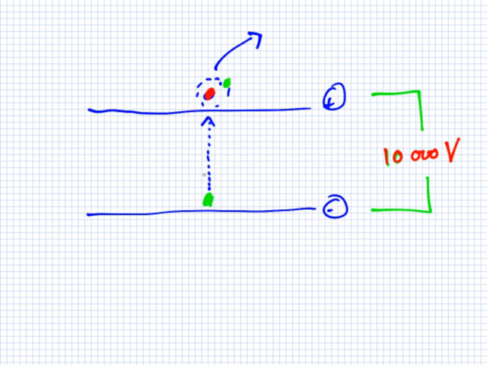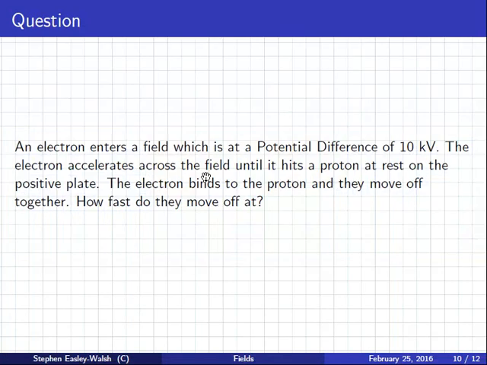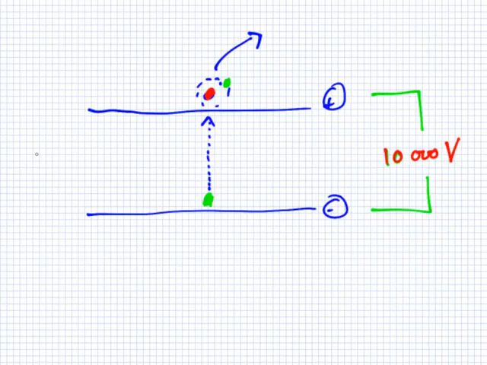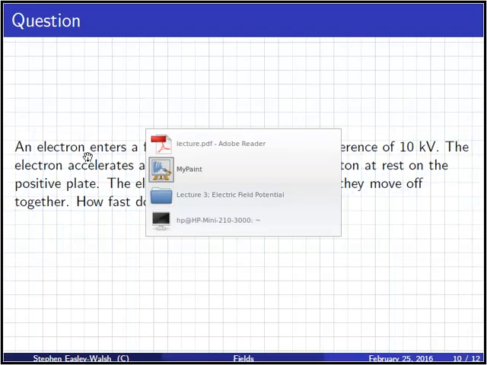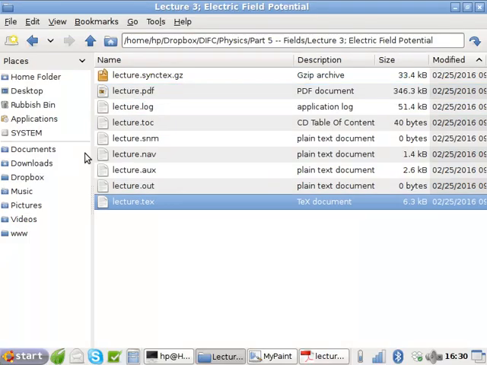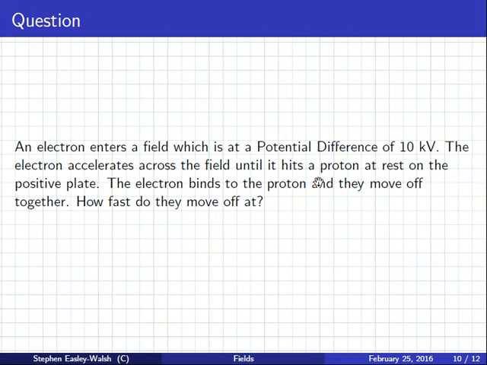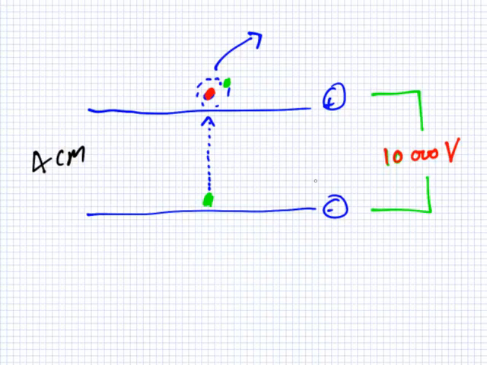So the first thing you need to do, what's the separation distance? Do I not tell you? Let's make it 4 centimeters. Why the heck not? Okay. Right, so first, no, you do need to know the distance.